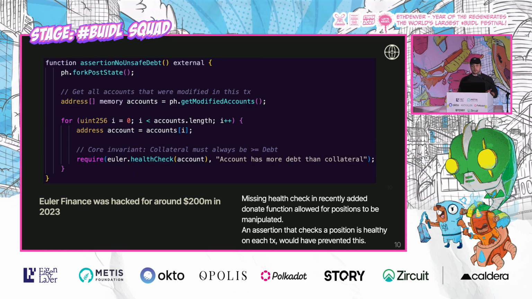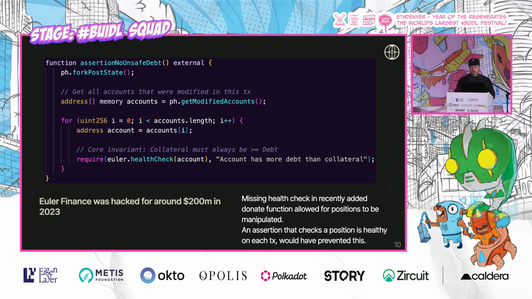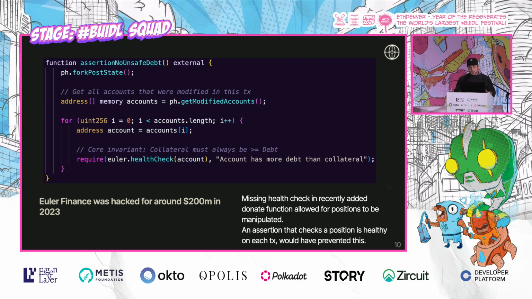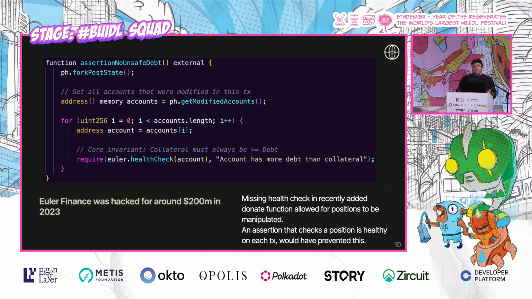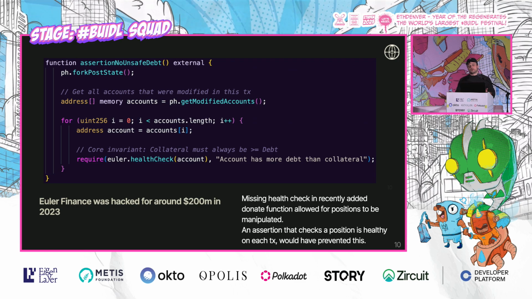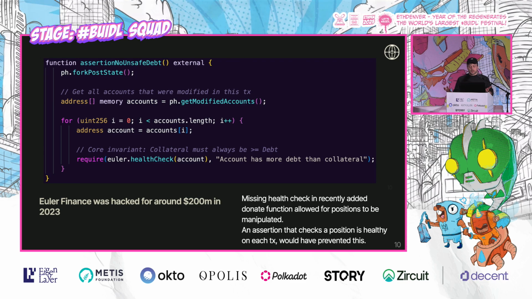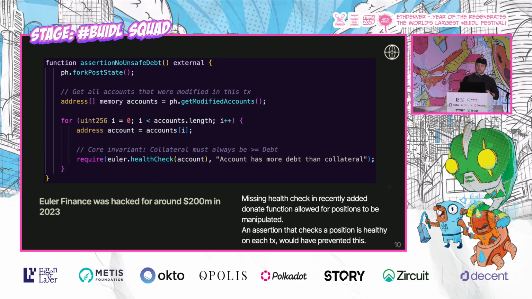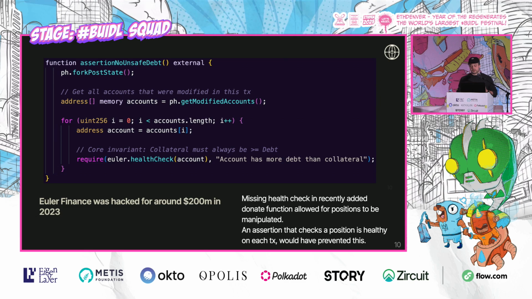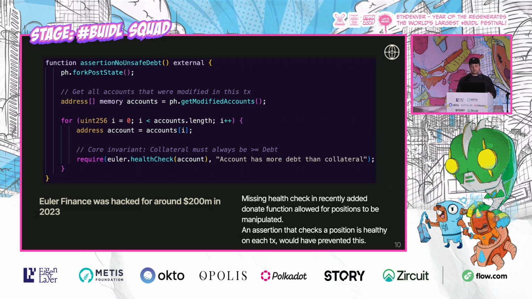And this could have prevented something like the Euler Finance hack. So I think a good example here is that even if you, after the fact, introduce some bug, then if you have a good invariant in place, it will always catch these mistakes that developers make.